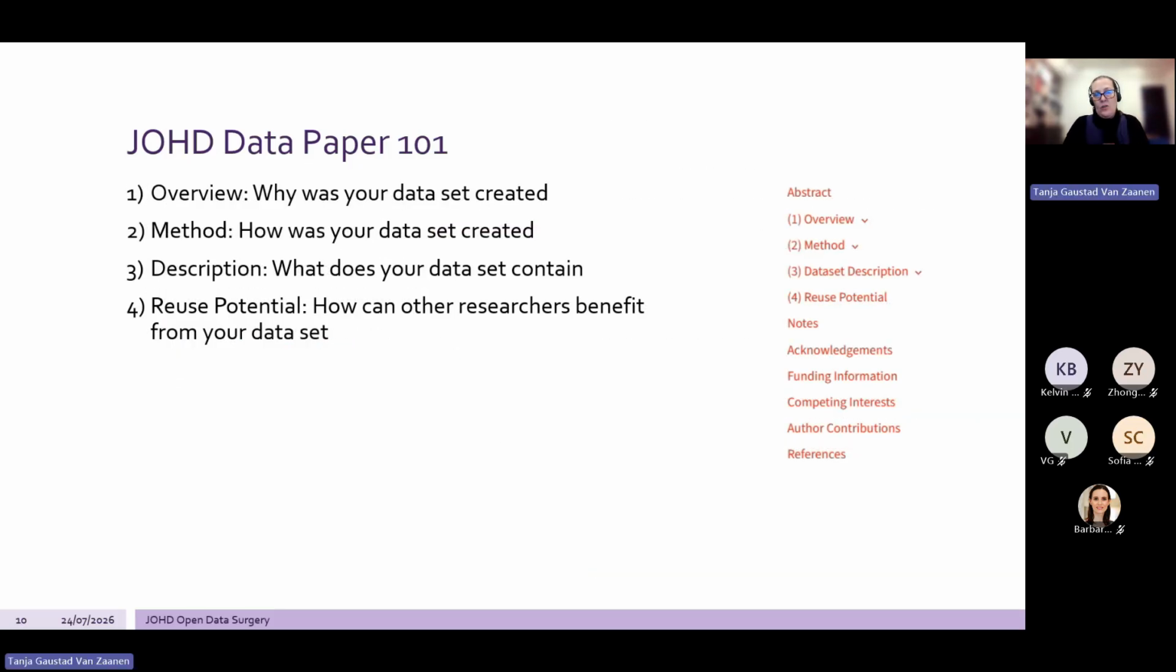But what else do you need to put in your data paper? So there's basically 4 sections. There's the overview section, where you explain why your data set was created. You have the method section, where you explain how your data was created. And then in the description, it's actually a very detailed description, as the name says, of what your data set contains. And then lastly, the reuse potential. How can other researchers possibly benefit from your data set as well? And I'll now go through each of them in more detail to give you a better idea of what to expect there.